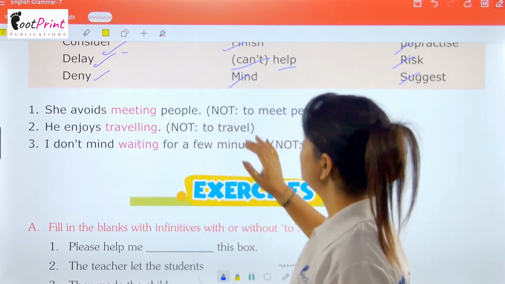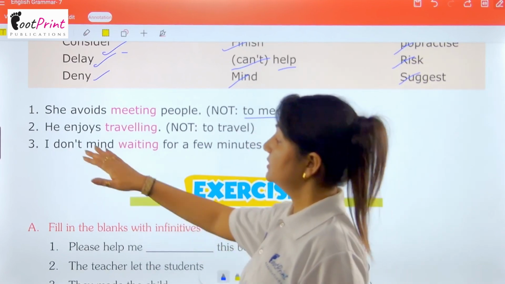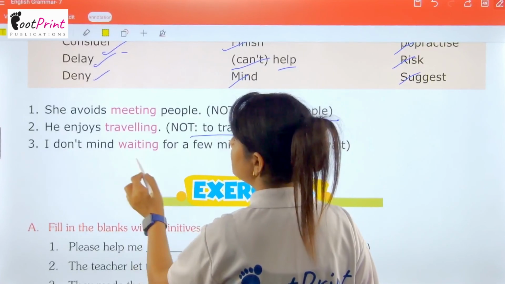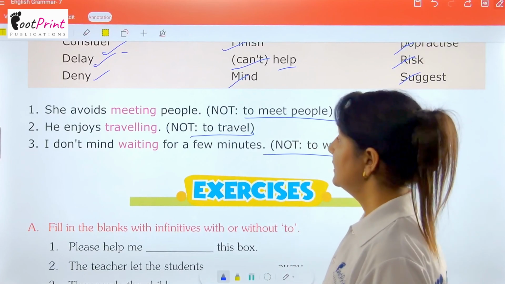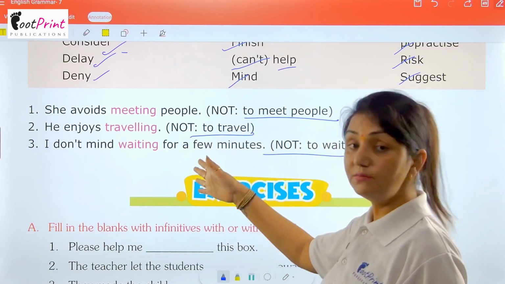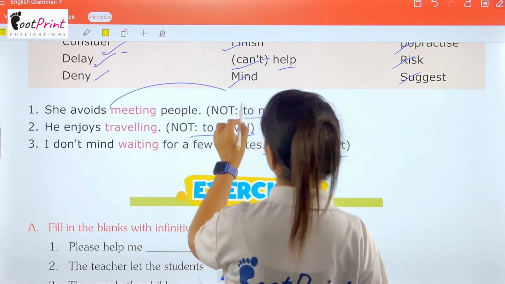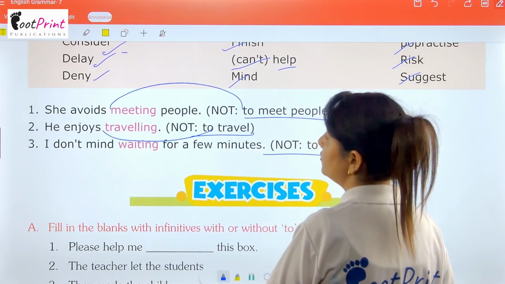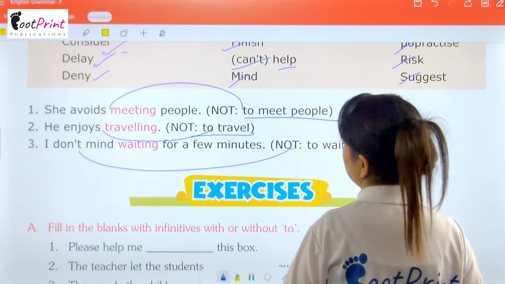Now, here you have some sentences. "She avoids meeting people", not "to meet people". "She enjoyed traveling", not "to travel". "I don't mind waiting for a few minutes", not "to wait". It means they want to tell you not to write them like that: "She avoids to meet people." "He enjoyed not to travel." "I don't mind to wait."